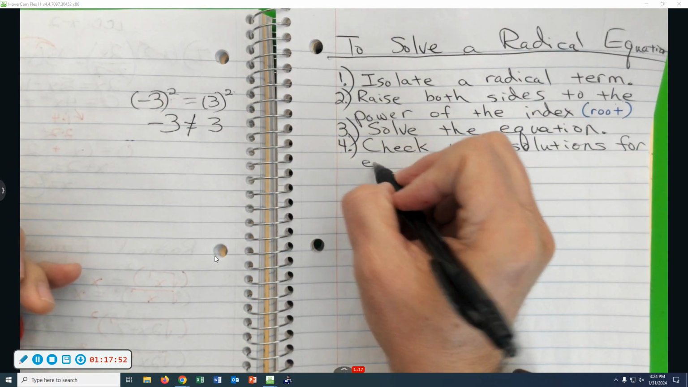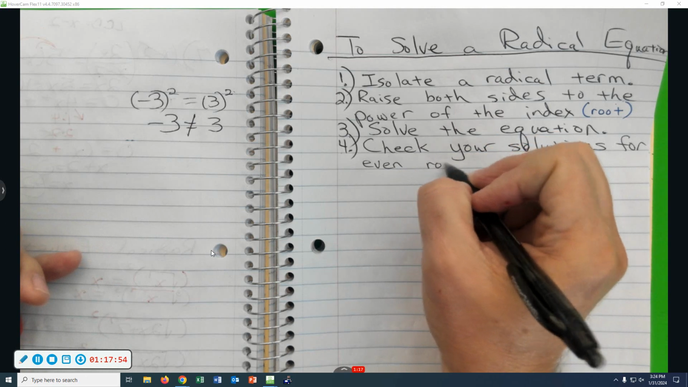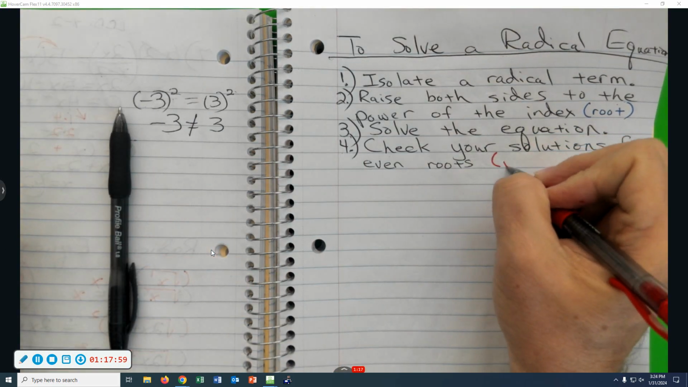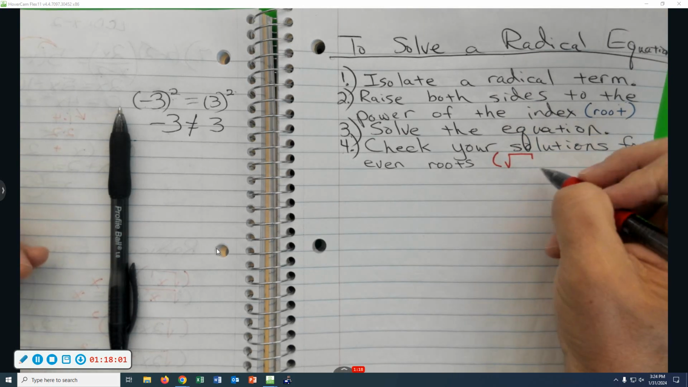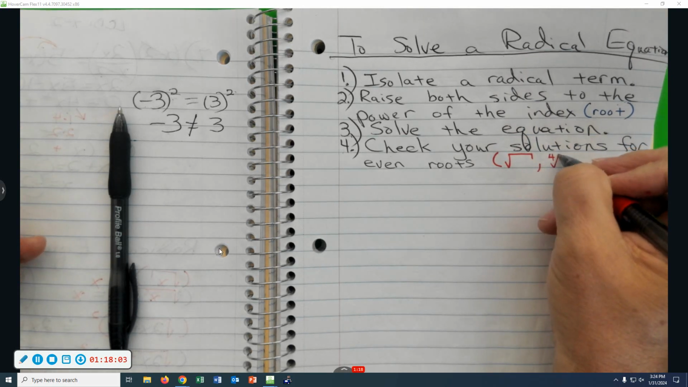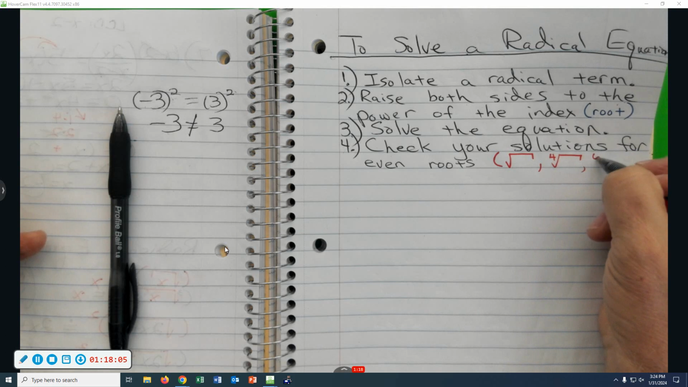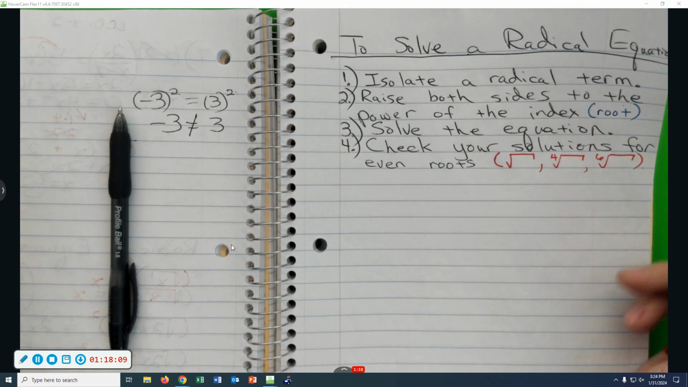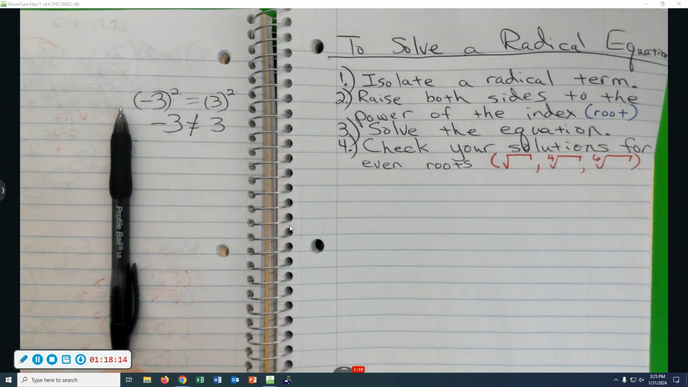for even roots. So if you have a square root or a fourth root, you have to check. Mainly the square roots, that's what we have most of the time. A 4th root, you'd have to check your solution. A 6th root too. What about the cube roots that we're going to be seeing? Are we going to have to check those answers? No, that's one of the reasons people don't like cube roots, and they're so much nicer than square roots.